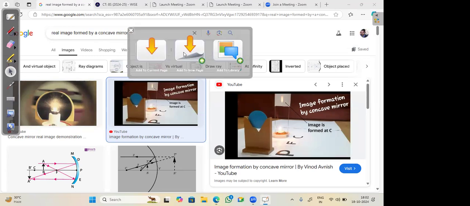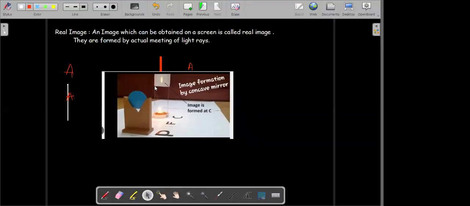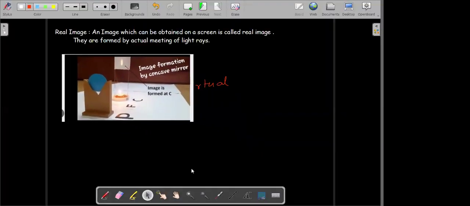So this is the candle flame which is actually burning over here, and you can see an inverted image of the candle flame here on the paper. Can you see here? Yes, sir. So this image is a real image, as I am able to obtain the image of this candle flame on a piece of paper or on a screen. So I call this piece of paper a screen. So this image is a real image.